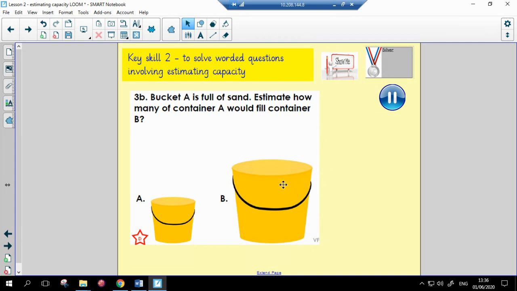Well, bucket B is significantly bigger. I estimate that it would probably take about 8 of bucket A to fill bucket B. If you got between the answers 7 and 9, again, I would give you a mark for that answer.